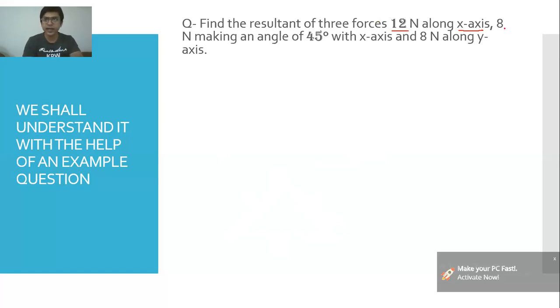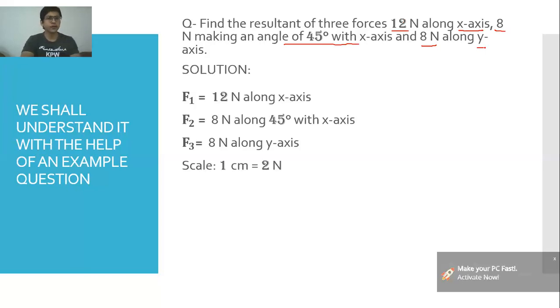For the second vector, its magnitude is 8 Newton and it is making an angle of 45 degrees with the x-axis. That is its direction. And 8 Newton is the third vector's magnitude and its direction is along the y-axis. So there are three forces along with their directions given to you. As it is a numerical question, we will be doing some solution. In the solution, first I have mentioned all the forces. I have named the first force F1, which is 12 Newton along the x-axis.